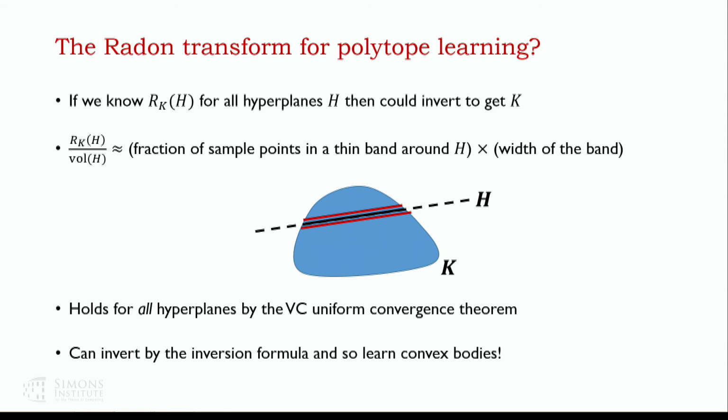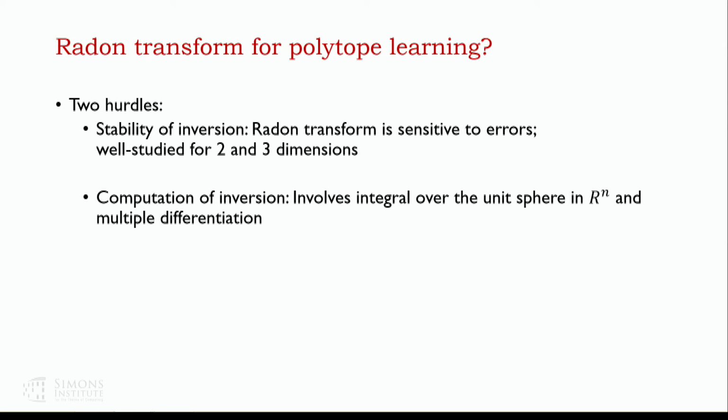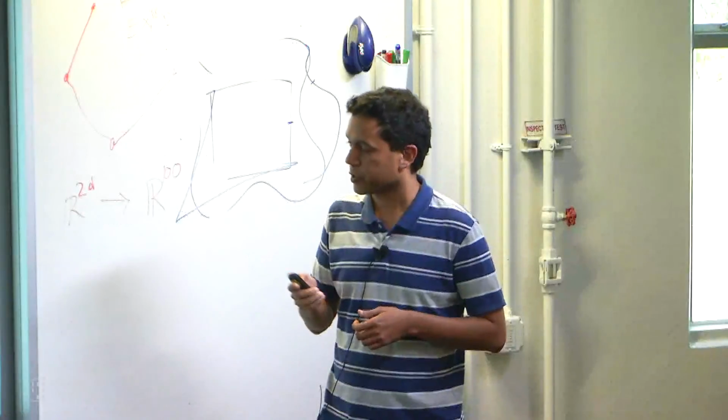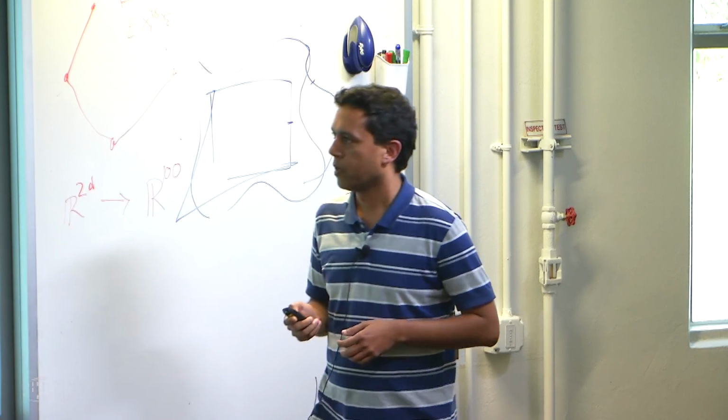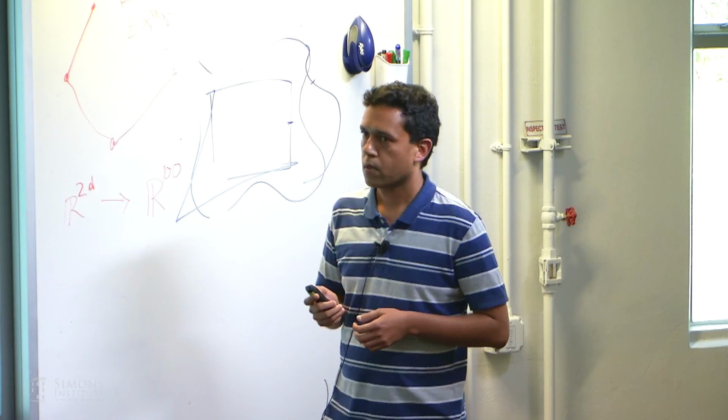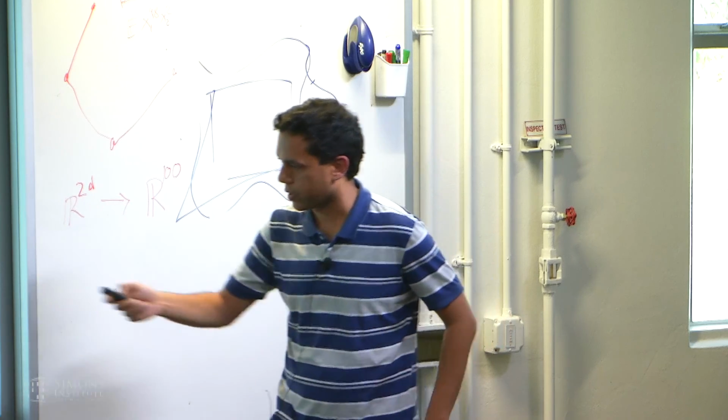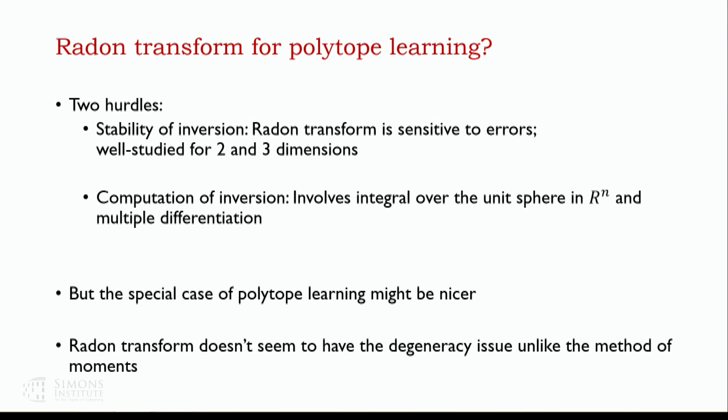But of course, that can't work. The problem is that the Radon transform is very sensitive to errors. It has been very well studied in 2 and 3 dimensions, but in higher dimensions, I don't know much about how to handle the errors. And the second hurdle is the computation of inversion, which involves integrals over the high-dimensional unit sphere and multiple differentiations. But our special case of polytope learning might be easier, so it's possible that this approach will work. It also doesn't seem to have the degeneracy problems that the method of moments did.